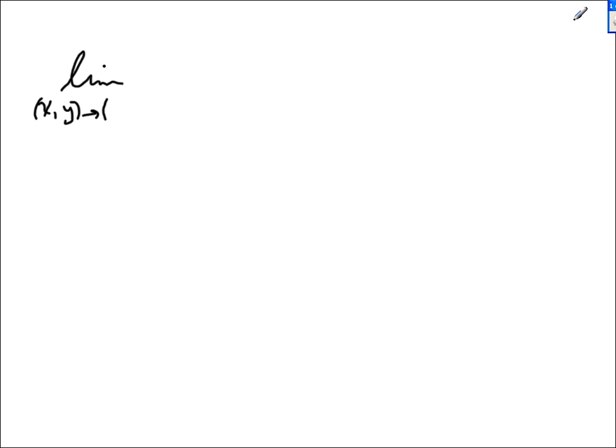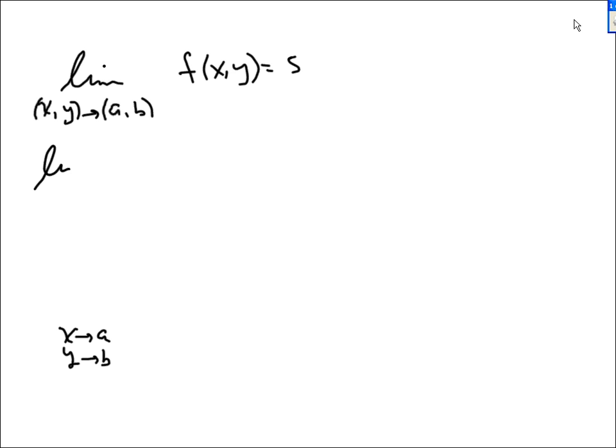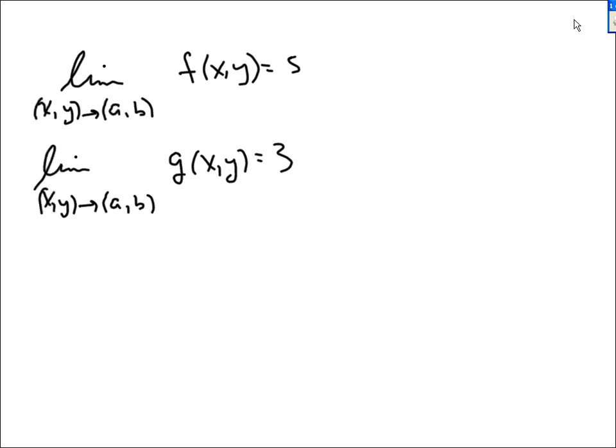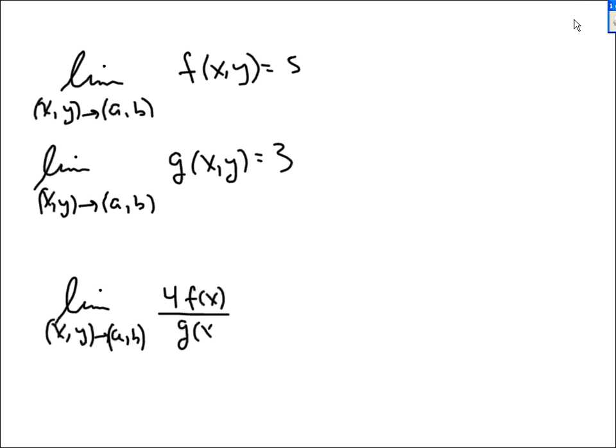The limit as x comma y goes to a, b. That means x goes to a, y goes to b. The limit of the f function is 5. And the limit as x, y also goes to the point a, b of g of x, y is equal to 3. That's given. They ask you questions based on that information. What would be the limit of 4 times f of x divided by g of x?